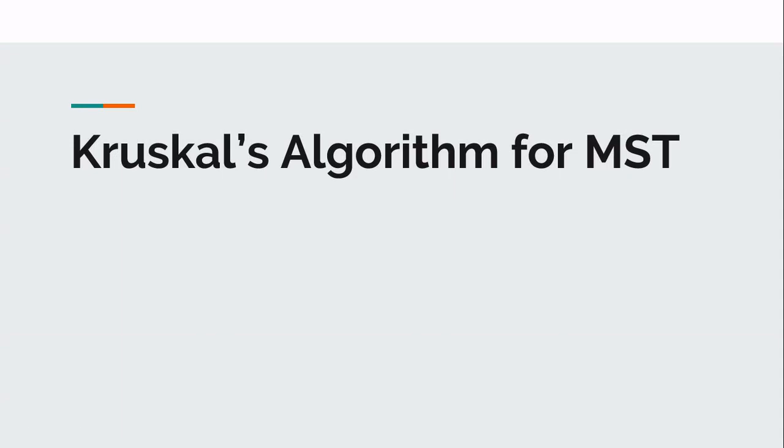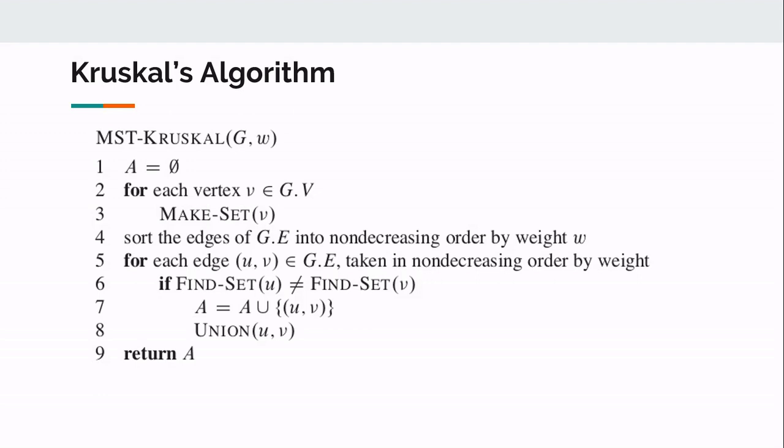Kruskal's algorithm for minimum spanning tree. The algorithm is given here and it will take a graph G and its weight as input, and as we have seen in the generic algorithm, it will create an empty set A.